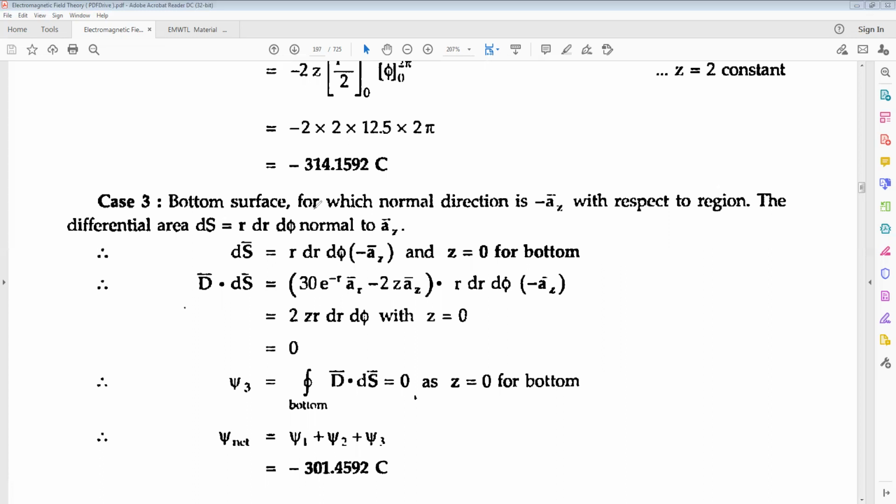The bottom surface: D bar dot dS bar, for the bottom surface it is minus aZ bar. With respect to the region, the differential surface area normal to the aZ bar, dS aZ bar is equal to r dr dphi. There is no dz along the z direction, and it is minus r dr dphi minus aZ bar. So aZ dot aZ here, the minus times minus is a plus, 2z r dr dphi. With z is equal to 0, the term is 0. The bottom term, psi 3 is equal to 0.